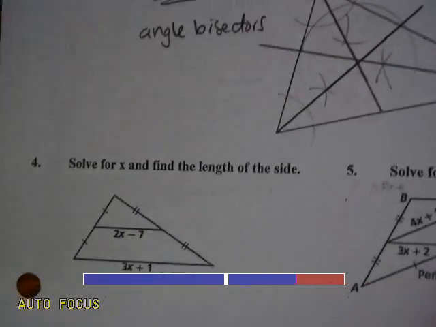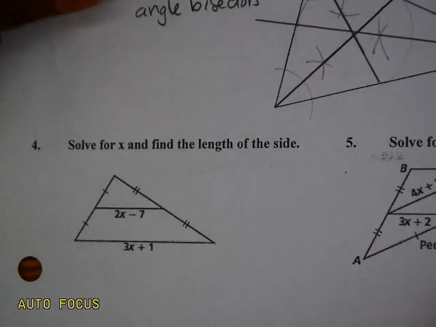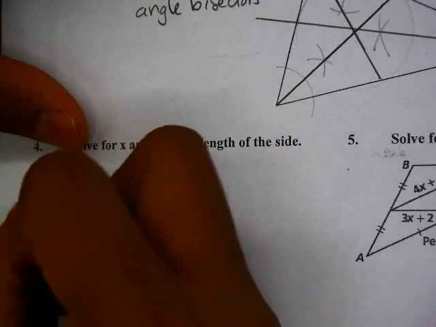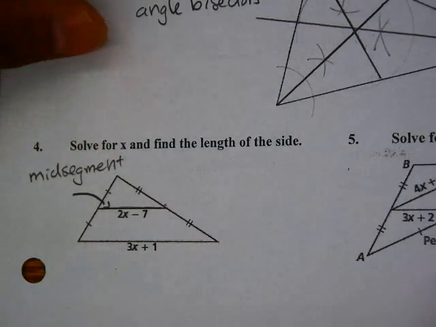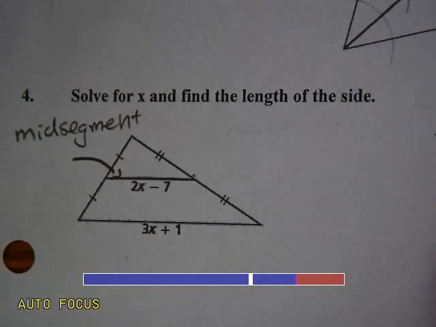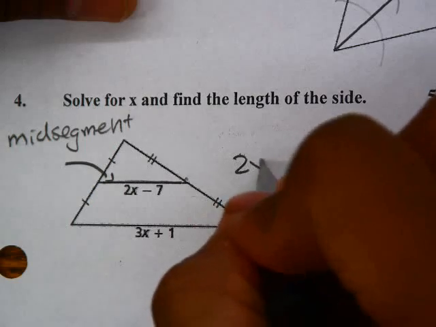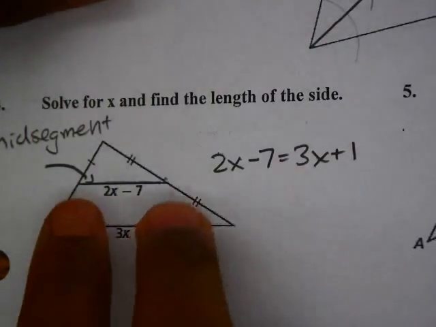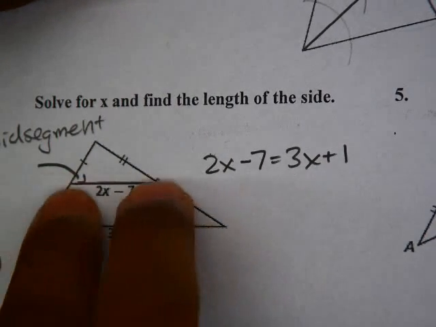Number 4 is supposed to solve for x and find the length of the side. So here, this length here is called the mid-segment. A mid-segment connects two midpoints. The property of the mid-segment is that it is half the length of the side that it's parallel to. So a lot of people just set up 2x minus 7 equals 3x plus 1 without thinking about it. These lengths don't even look like they're equal to each other. This bottom one is way longer than that one.